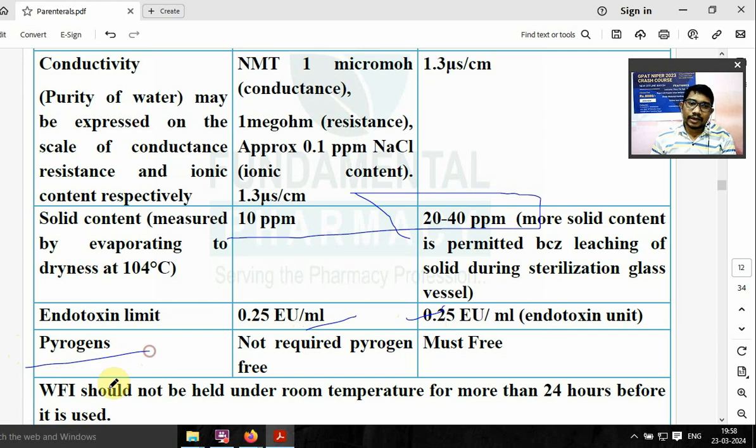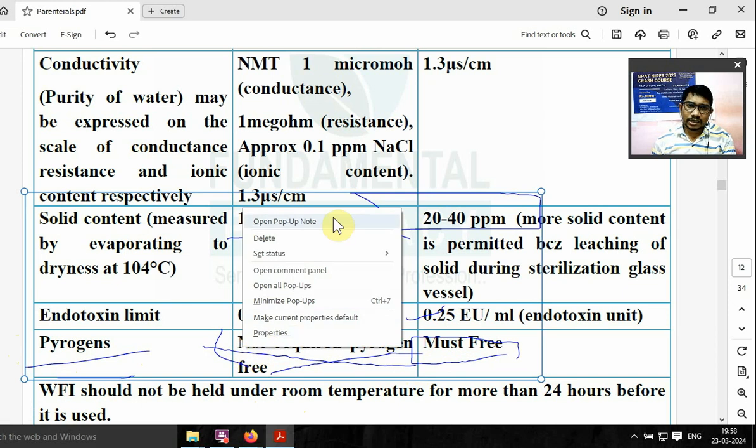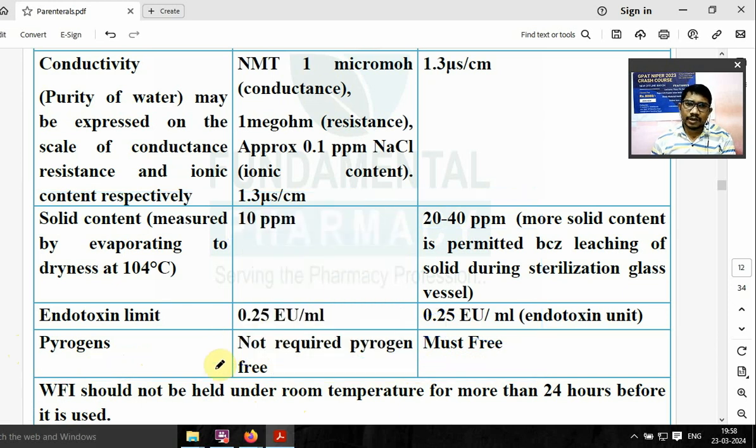In case of water for injection, a question on this is good. Water for injection is not required to be pyrogen free. Sterile water for injection must be pyrogen free. Water for injection need not be pyrogen free, but sterile water for injection should be pyrogen free.